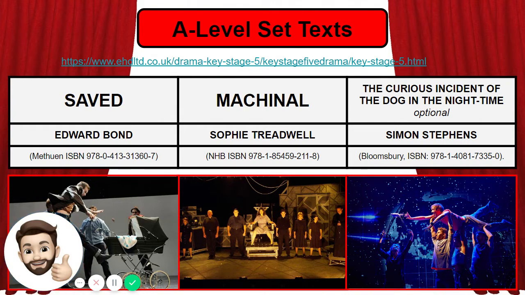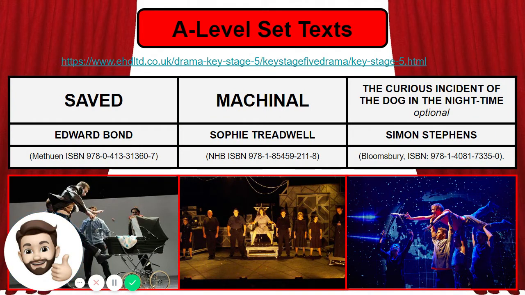You will need to purchase a copy of Saved by Edward Bond and a copy of Machinal by Sophie Treadwell. Take note of the codes underneath, because these are the versions we need you to get hold of. These ones will make sure that the numbers and pages correspond with the written exam paper. You will not be taking your own copies into the exam. We provide you with clean copies, but these are good for you to read through and you can make notes in.